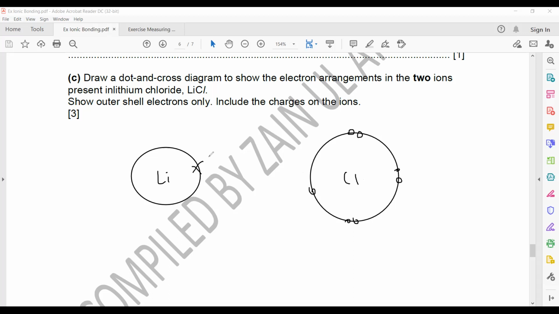Now what happens? Lithium will lose an electron and chlorine will gain it. When lithium loses its electron, there will be no electron left in the outer shell of lithium. So the charge on lithium will be +1. And chlorine gains that electron, so the charge on chlorine will be -1. Is it clear? This is the ionic structure of lithium chloride.